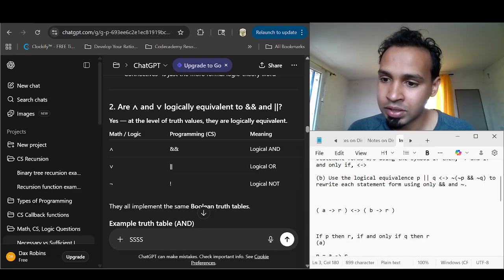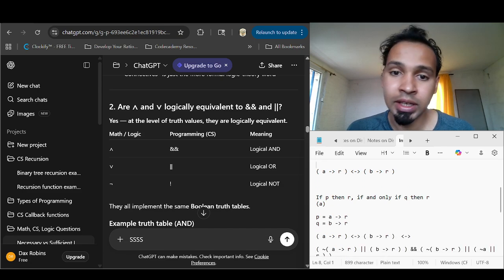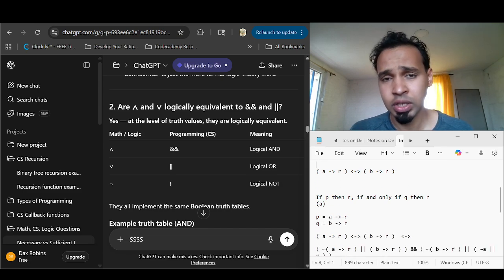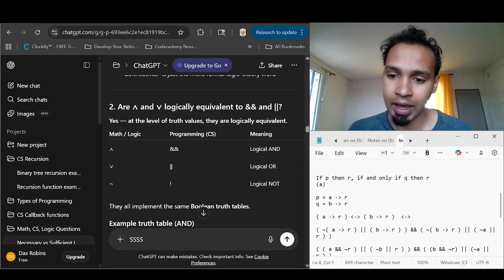The second part is similar. Use this logical equivalence, P or Q is equivalent to not (not P and not Q), to rewrite each statement form using only and and not. So the idea there is that we're getting rid of the or operator, and that should be relatively straightforward. We did it last time, but I felt like I rushed through it and didn't fully understand it myself, so I'm going to try again.